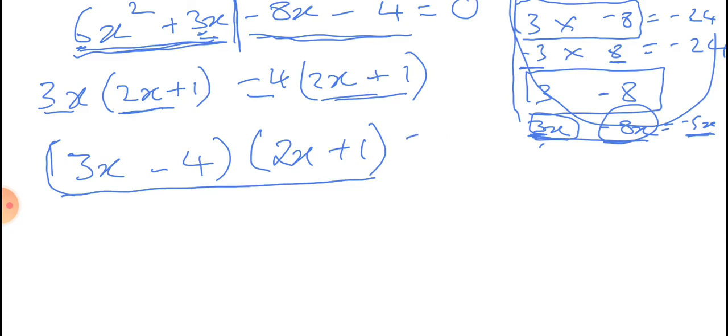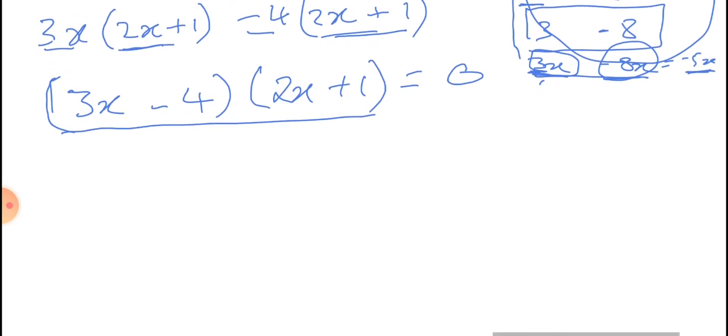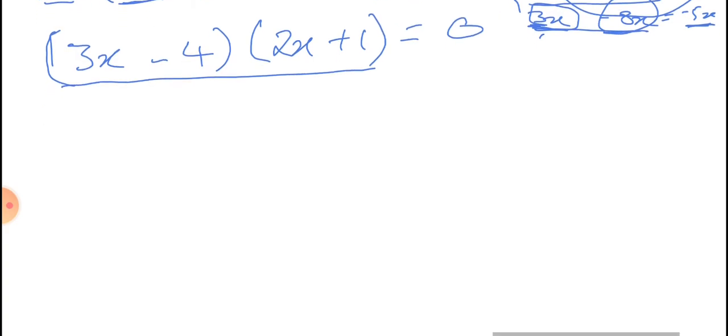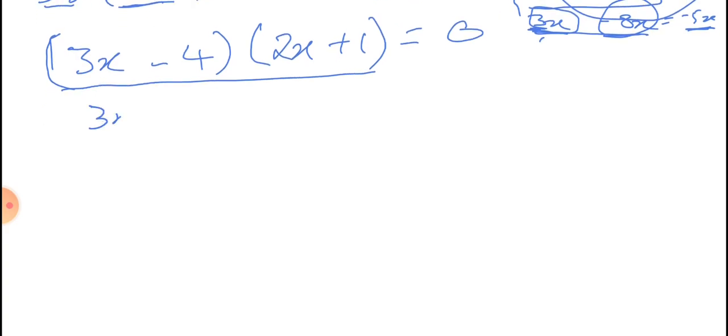But remember, this has to be equal to 0. So we need to find the solutions for x. So there will be 2 solutions for x. So we want this bracket, the first bracket, 3x minus 4 to equal to 0. We also want the second bracket, 2x plus 1 to equal to 0.